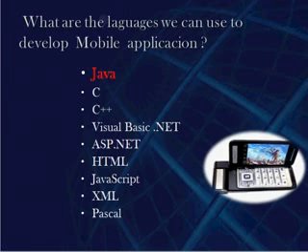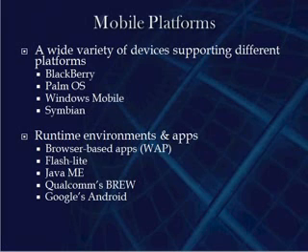These are the programming languages we can use to develop mobile applications: C, C++, Visual Basic.NET, ASP.NET, HTML, JavaScript, XML, Pascal. Among them, Java is very famous. Mobile software is developed by using different platforms based on the target mobile device. These are the mobile platforms.